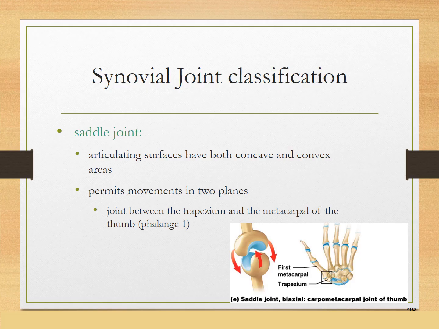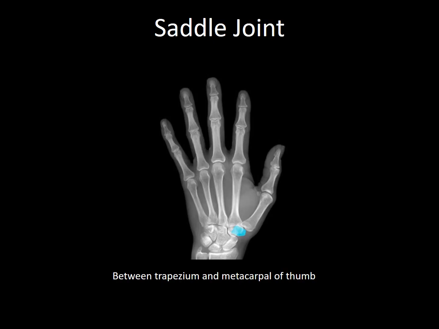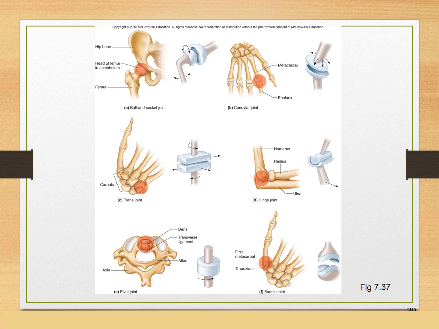Saddle joint. In a saddle joint, the articulating surfaces have both convex and concave areas. This allows for movement in two planes. This is the joint between the trapezium, that's one of the wrist bones, and the metacarpal of phalangeal 1, or your thumb. This allows you to twiddle your thumb. If you're twiddling your thumbs, the movement is coming from this joint. This image summarizes examples of some of these types of joints.